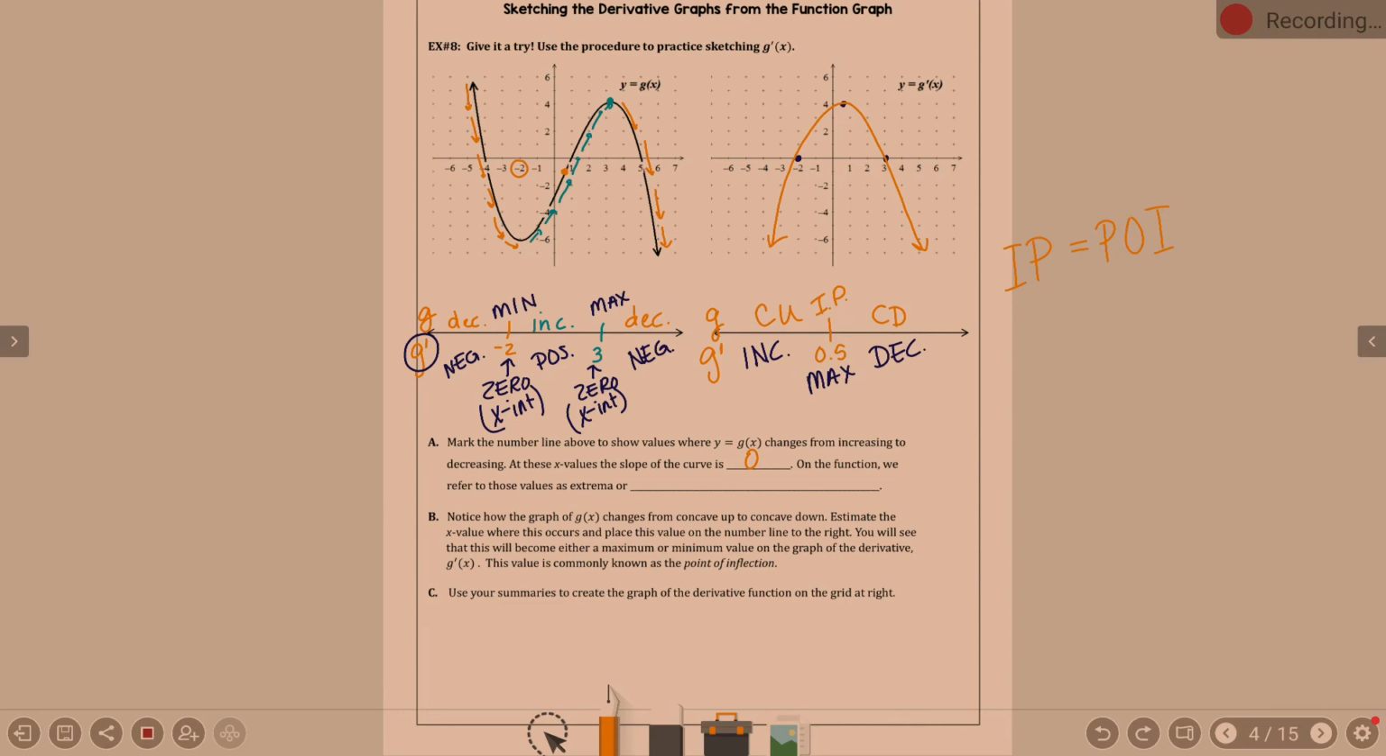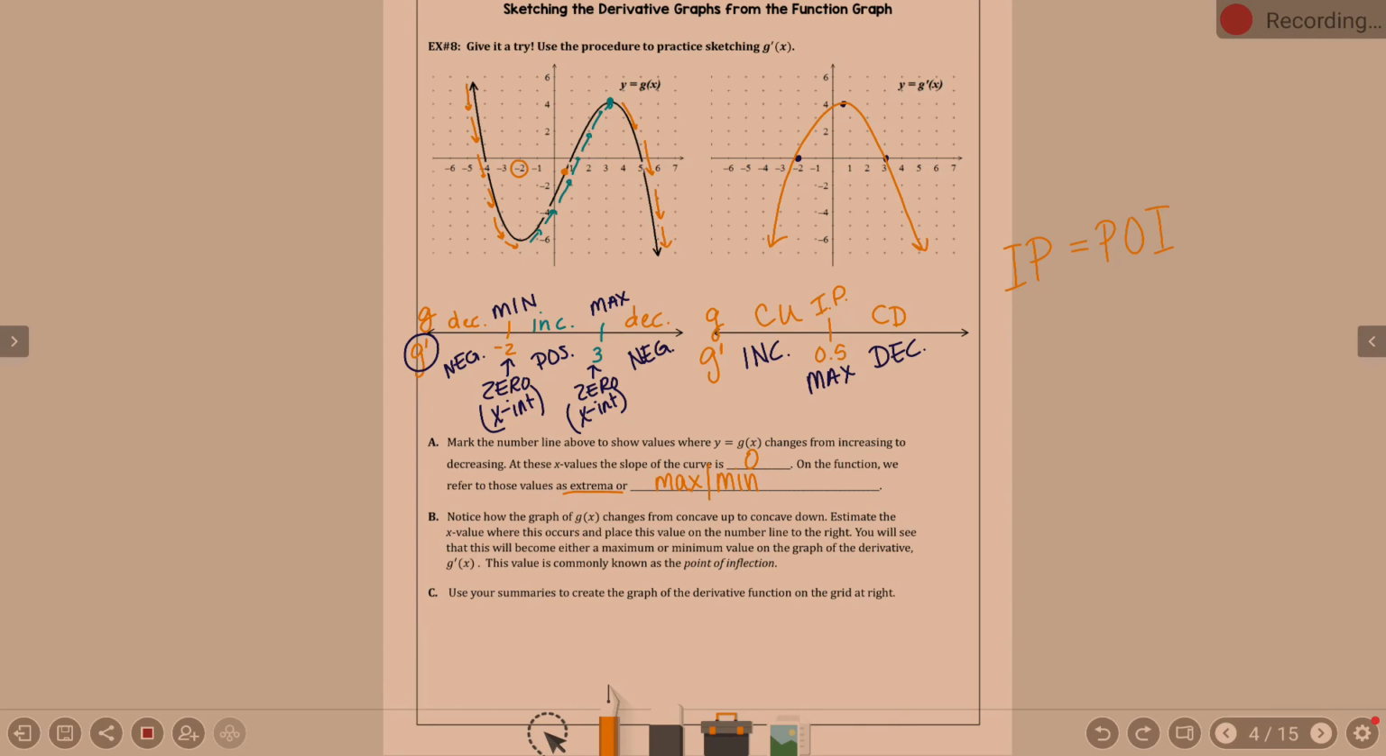Extrema are maxes and mins, yes? Okay, so remember that word extrema. Maxes and mins. Notice how the graph changes from concave up to concave down. We did that over here on the right. Estimate x values where this occurs. Place this value on the number line to the right. You will see that this will become either a max or min on the graph of the derivative.